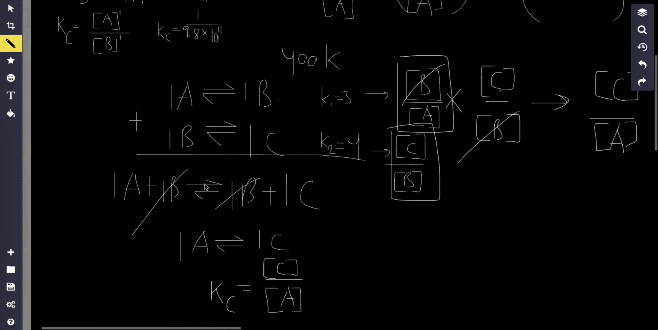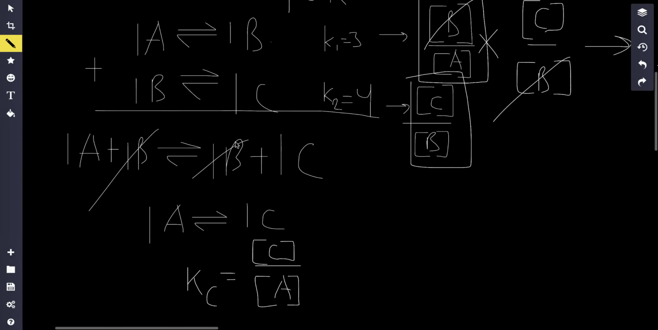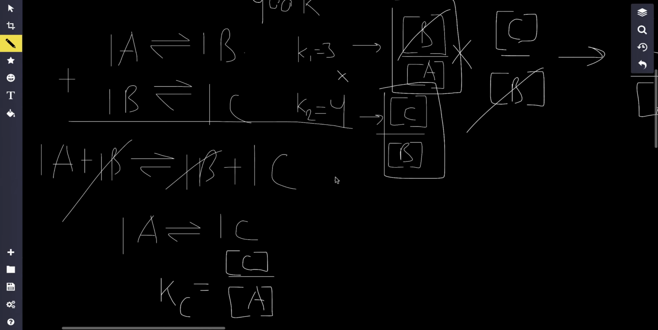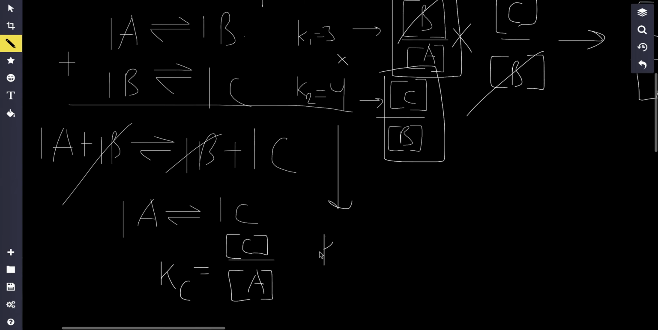So when you're adding up the reactions together and you want to compare the equilibrium constant with the equilibrium constant down here, all you essentially do is multiply these two equilibrium constants together. So in this case, the Kc value would just be 12, because 3 times 4 is 12.